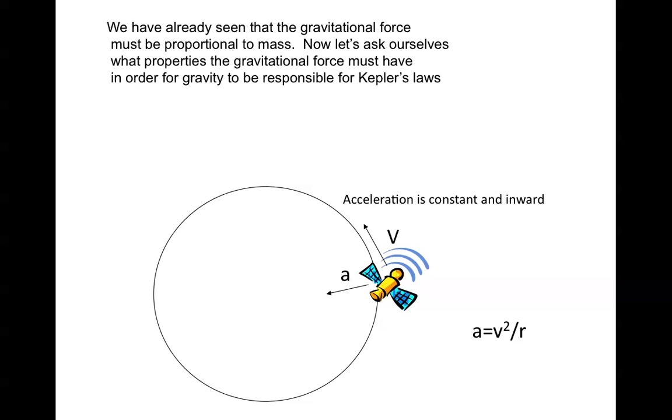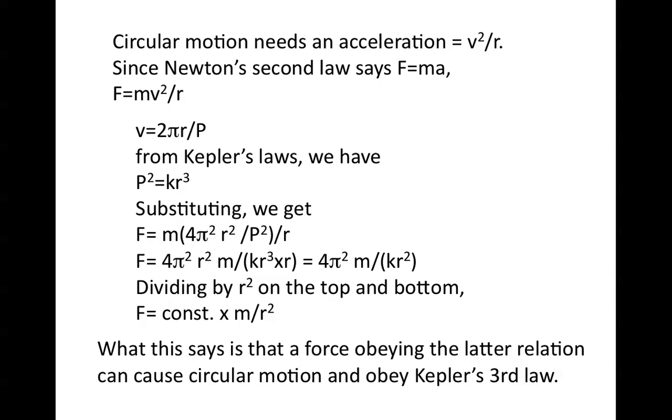Constant so that the curvature stays the same at all times, and inward because that's the only direction you can apply a force that's perpendicular to the motion of the object, and therefore keeps it from increasing its speed as it moves around. And it turns out that that acceleration has to be proportional to the square of the velocity and inversely proportional to the radius of the orbit.